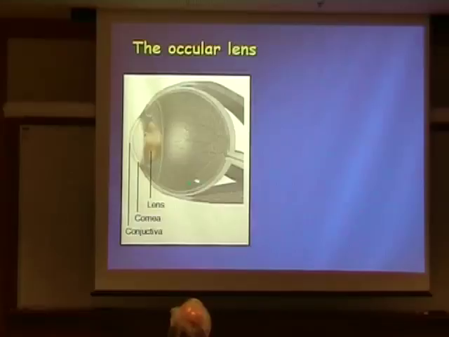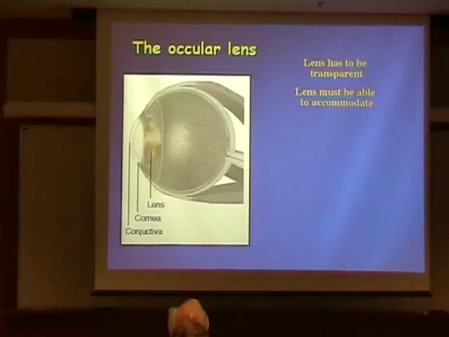The lens here has basically two functions. The first function is that it has to be transparent. Basically, you just want to focus incoming light onto the back of the eye at the retina so that you can form an image. The second function the lens has is that it has to accommodate. What this means is that the shape of the lens has to change depending on whether you look at an object which is very close to the eye or very far away from the eye. So you need to change the shape of the lens, and that's called accommodation.